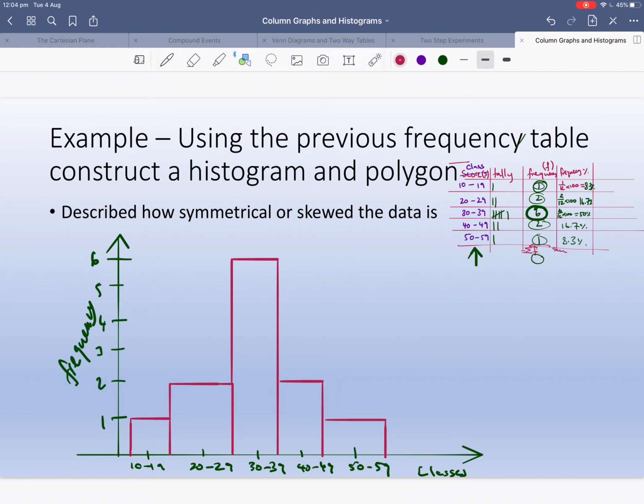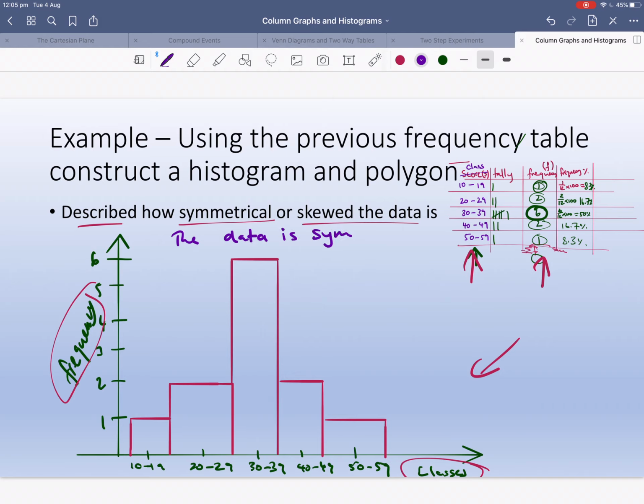Okay. So I've got my histogram here. Now, don't color it in, put it all together. All we're doing is describing this table versus this table here. All right, so we've got the classes at the bottom and the frequency on the side. Now, there was a second question here: describe how symmetrical or skewed the data is. The data is symmetrical. It looks like it's symmetrical anyway, because it starts at the top and then it goes down like that. So that's why it's symmetrical. It's not skewed to one side or the other.